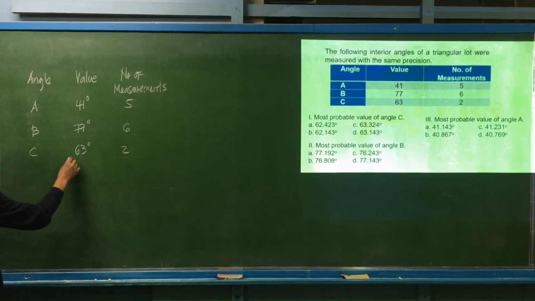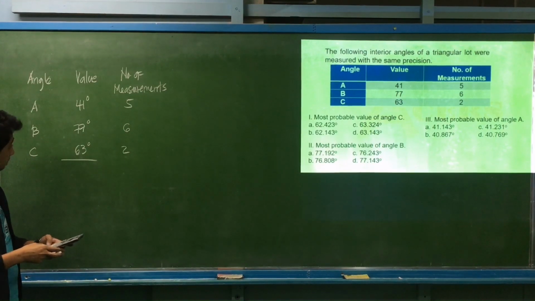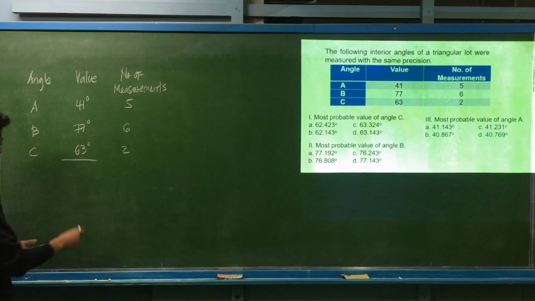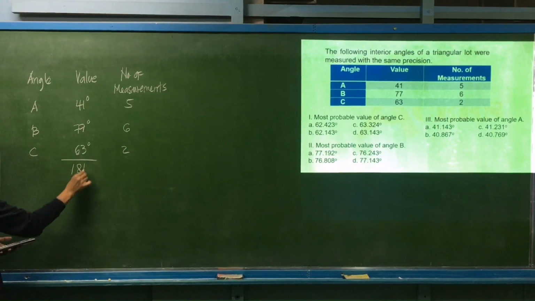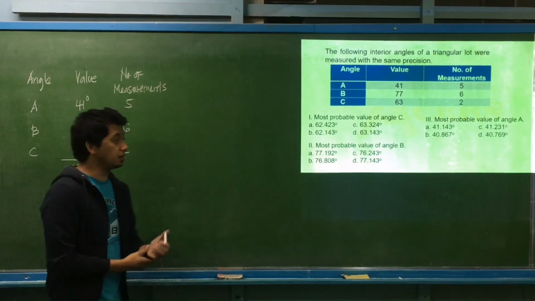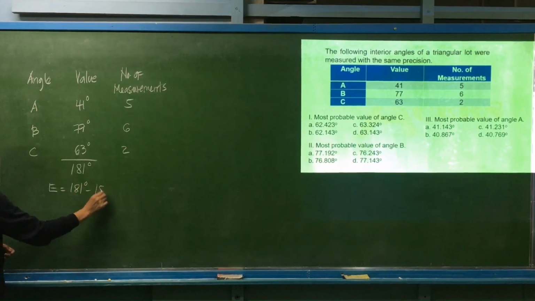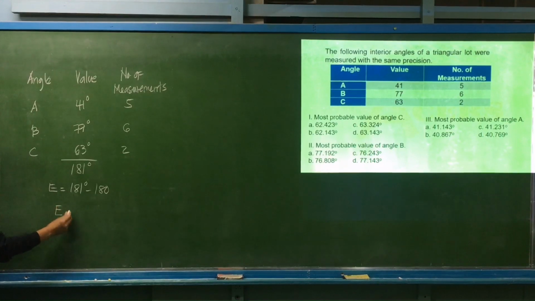So let's check if there is an error. Let's say we have 41 plus 77 plus 63. The summation of the angles goes to 181 degrees. We know that for a triangle, the sum of the angles should be 180. So the error is equal to 181 degrees minus 180, which is obviously 1 degree. It exceeded by 1 degree.